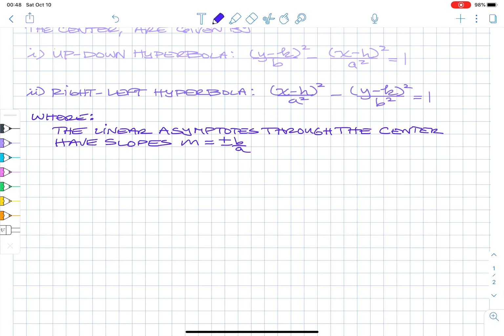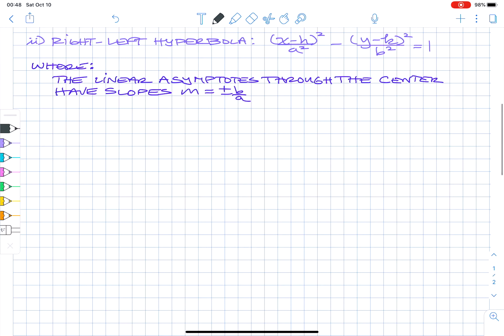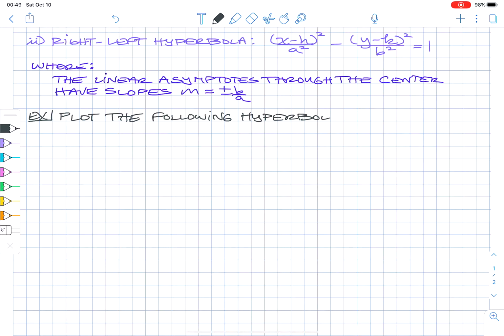Okay, so what does all of this actually mean? It's best to see it by example. So for example, plot the following hyperbolas. List their foci. And plot their asymptotes.